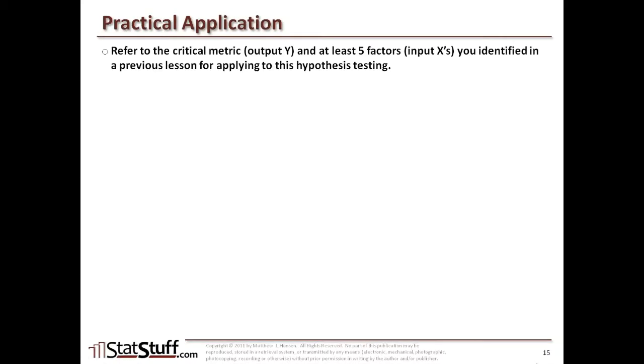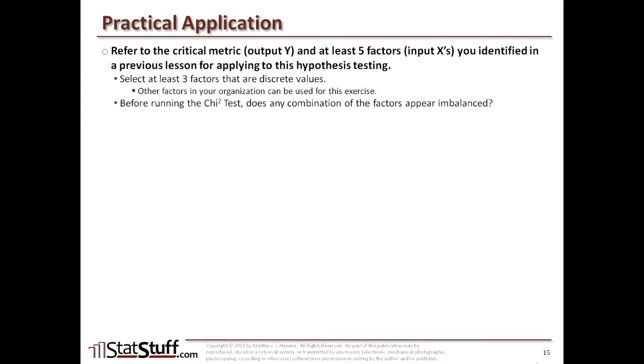All right, before we close this lesson, let's discuss how we can apply some of these concepts in a practical way. I'd like you to refer back to the critical metric and those at least 5 different factors you've hopefully identified before we even started looking into all this hypothesis testing, and select at least 3 factors that are discrete values. You might have to refer some additional values if you haven't already included those among your 5 factors. So any other factors you might have in your organization you might be able to use for this exercise as well.